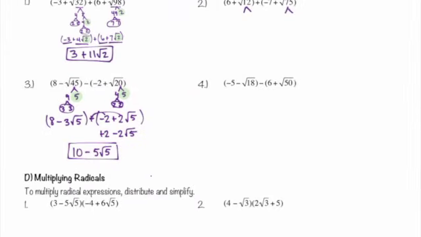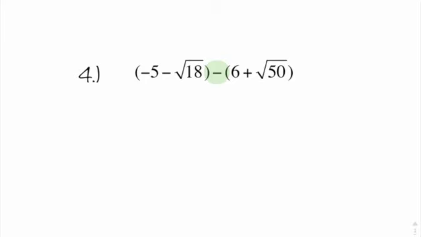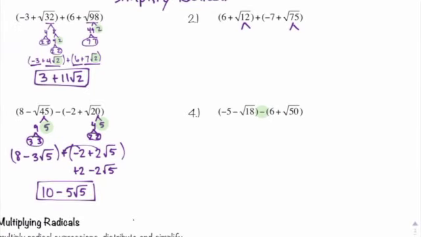And the same concept happens for number 4 too. Simplify your radicals, and then don't forget, if you have a minus sign in the middle, you will need to distribute that negative into there once you're done. I wouldn't try doing it before. I would do it at the end, once you're done simplifying.